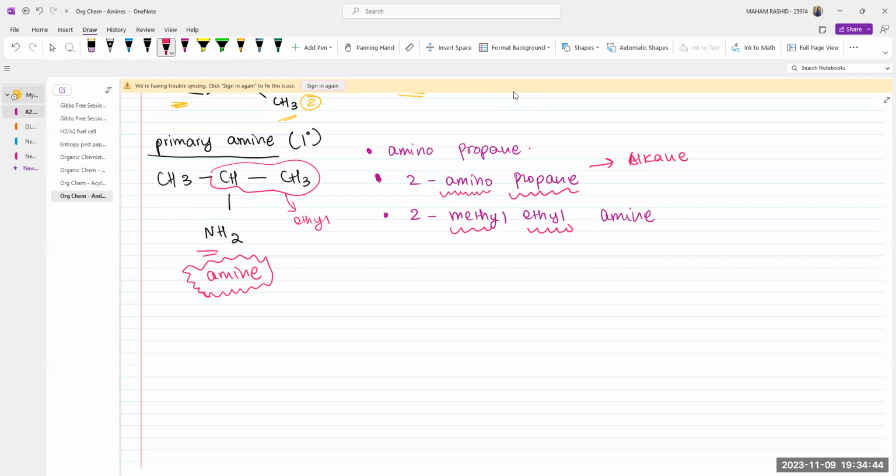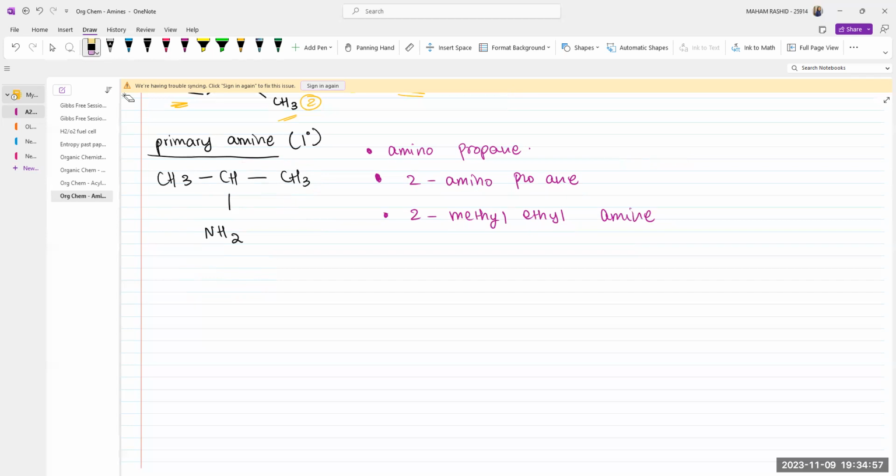ठीक है? Okay, fine. But they're going to ask you only one naming style in the exam. तो सारे याद करने की जरूरत नहीं है. I'm just, like, practice के लिए I'm making you write this. ठीक है? Okay. All of these are correct. कोई भी एक you can write.